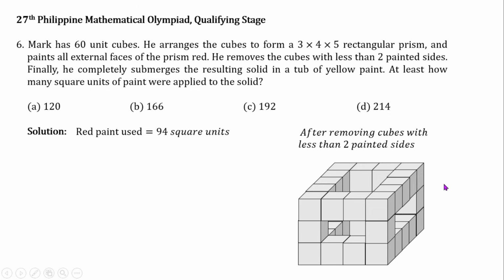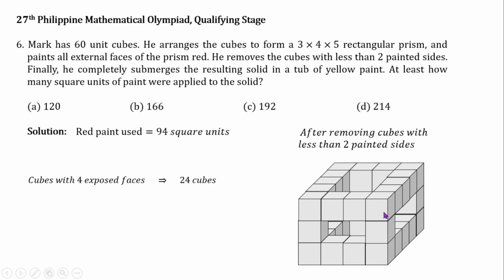If you examine closely the resulting solid, some of the cubes have 4 faces exposed to the yellow paint. Others have only 3 faces exposed to yellow paint. So let's start with those cubes with 4 exposed faces. How many of these cubes are there? There are 24 cubes with 4 exposed faces. Where can we find them?